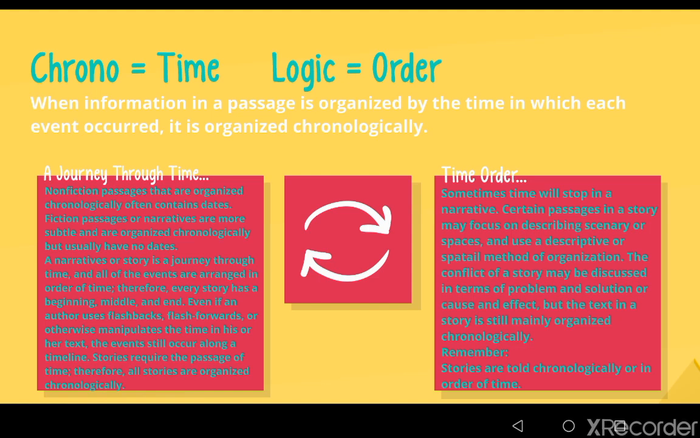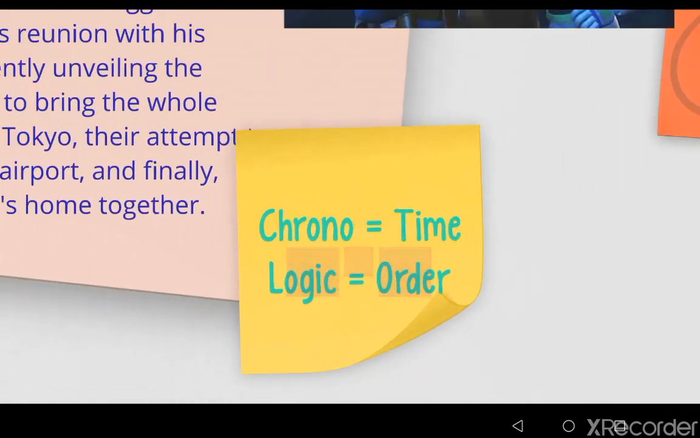The time order sometimes tells us that time will stop in a narrative, and certain passages in a story may focus on describing the scenario and the spaces, and use descriptive words or special methods to organize, and for you to understand better the chronological order of events in a story. Remember, stories are told chronologically, or in order of time, always.